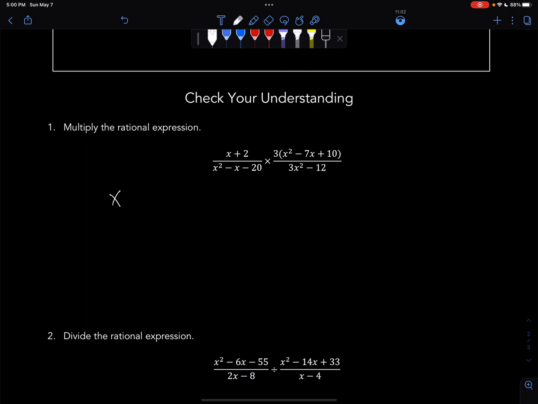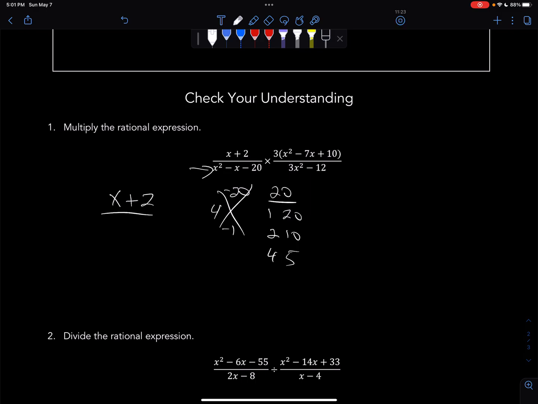So we can just write that first numerator, x plus 2. Now we have to do the cross with this denominator right here. Negative 20 on top, negative 1 on the bottom. Factors of 20: 1 and 20, 2 and 10, 4 and 5. 4 and 5 work. Because this B term is negative, that means the bigger number has to be negative. So this factors down here to x plus 4 and x minus 5.